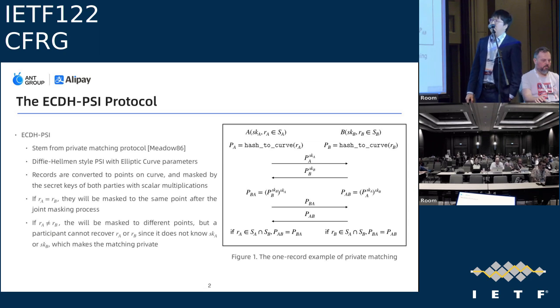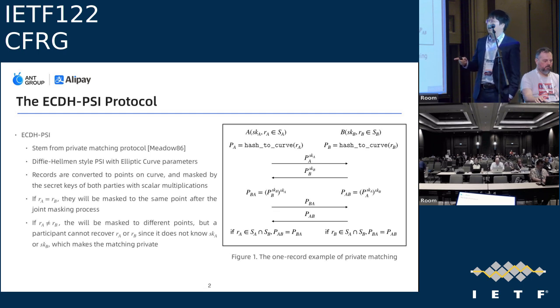It's a very classical protocol, seen from the private matching protocol proposed by Meadows since 1986. Figure 1 is basically a Diffie-Hellman style PSI with elliptic curve parameters, where records are converted to points on the curve with the hash-to-curve algorithms defined by CFRG, and then they are masked by the secret keys of both parties with scalar multiplications. As shown by figure 1, it is a well-recorded example for the private matching process.